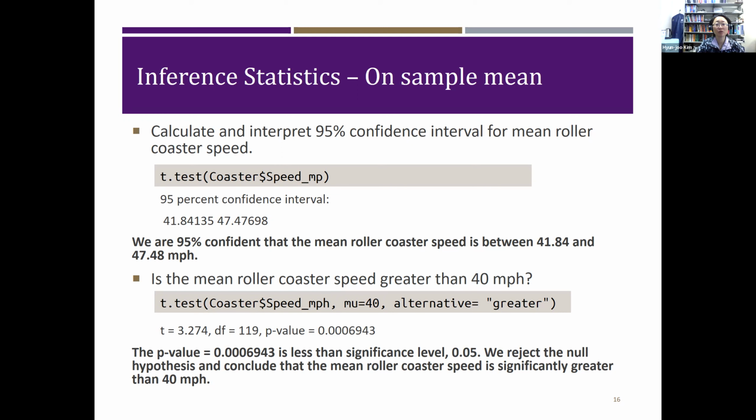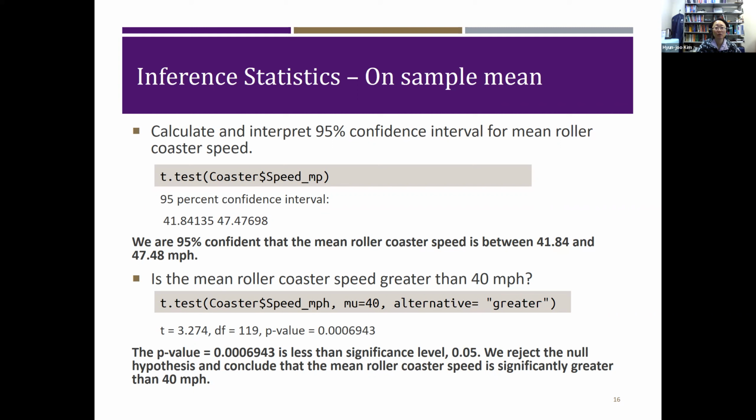Suppose we want to calculate a 95% confidence interval for mean roller coaster speed. The t.test command will return such an interval. Of course, you can change the percentage, but the default is 95%. We can interpret the confidence interval as: we are 95% confident that the mean roller coaster speed is between 41.84 and 48.47 miles per hour.